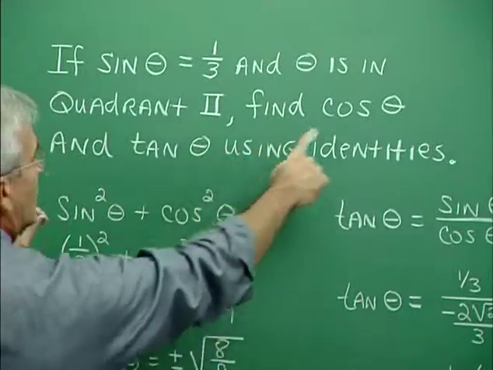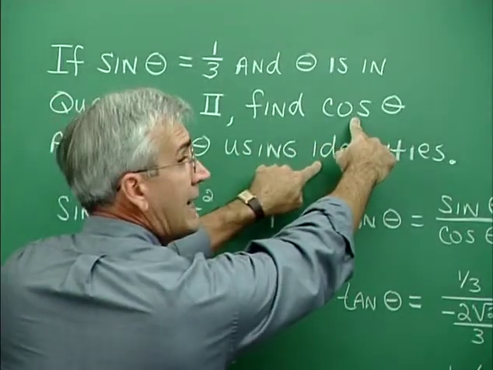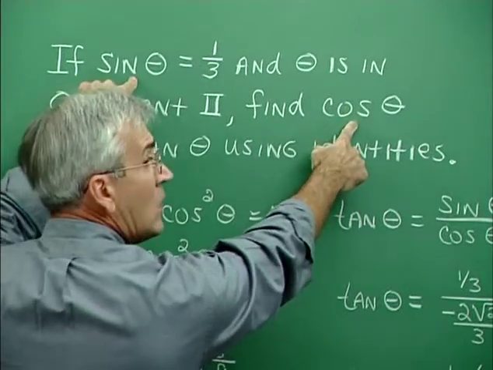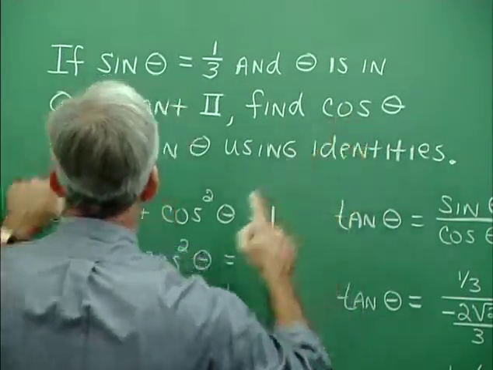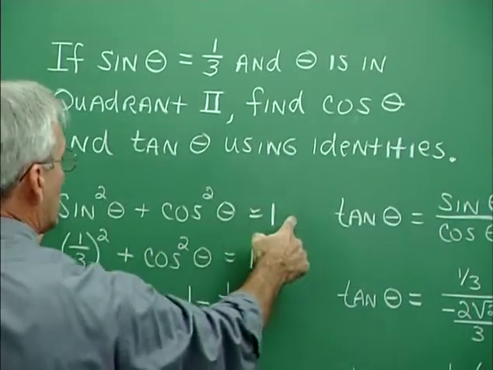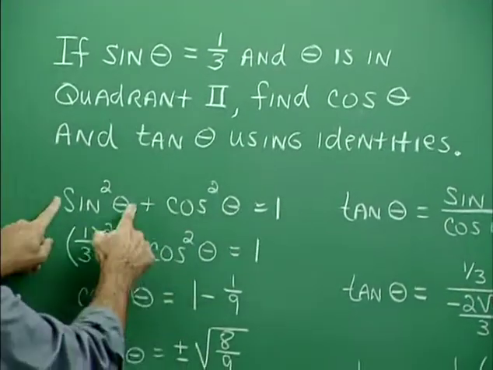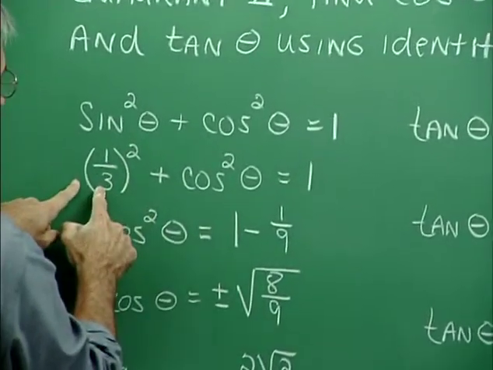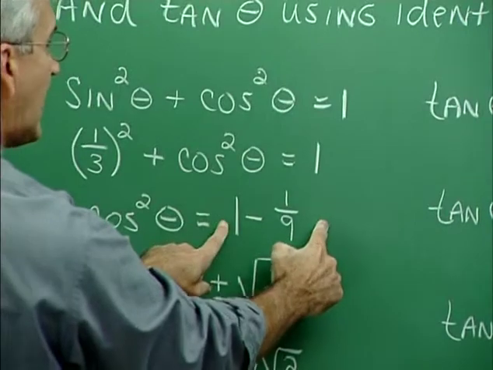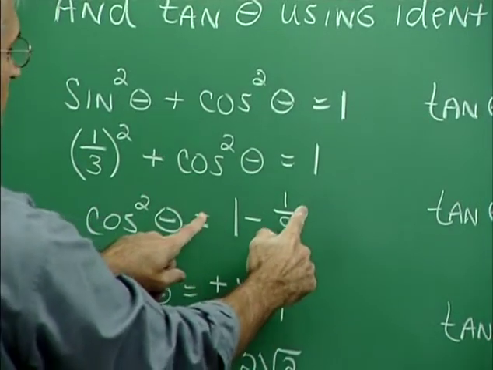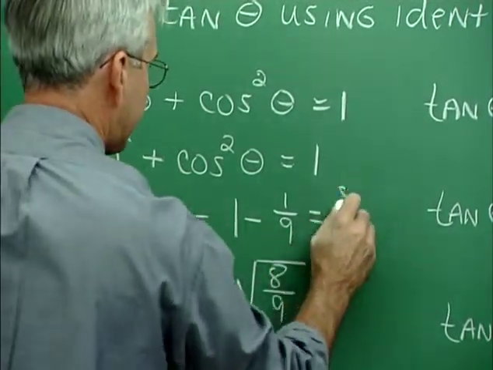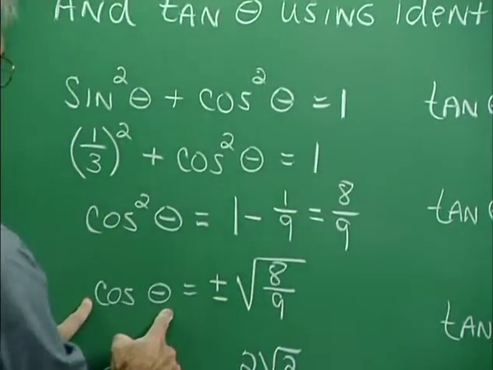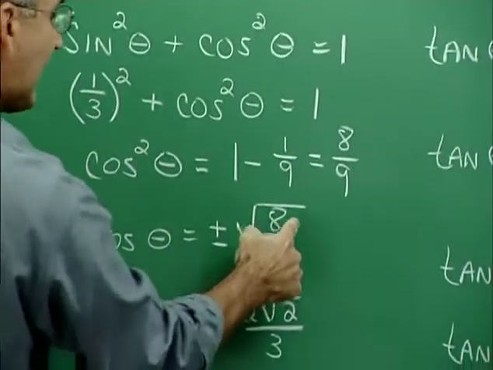If we want cosine theta, and we want to use an identity, then we have to identify an identity involving cosine theta and sine theta. Well, that's the first Pythagorean identity: sine squared theta plus cosine squared theta is equal to 1. Fill in for sine theta, 1/3. So we have 1/3 squared, which is 1/9, so I'm subtracting 1/9 on both sides. And over here 1 minus 1/9 turns out to be 8/9. If cosine squared theta is 8/9, then cosine theta is plus or minus the square root of 8/9.